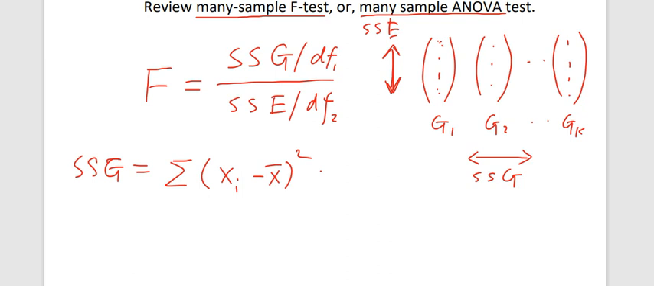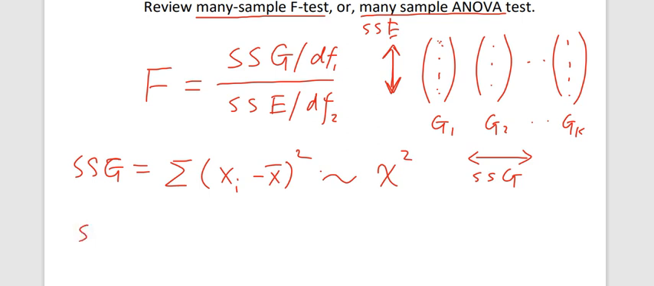So in this case, SSE equals zero, right? So in this direction, no change. Okay, so the only change comes from group to group. But anyway, by now we know those things just follow some chi-square distribution, right?